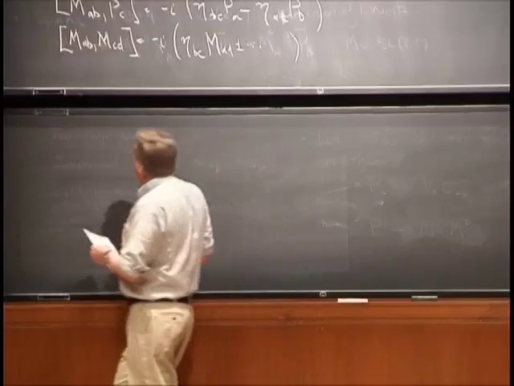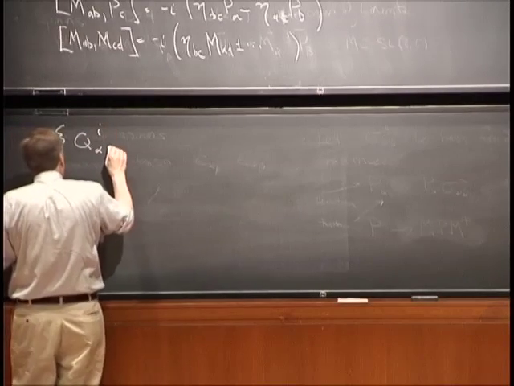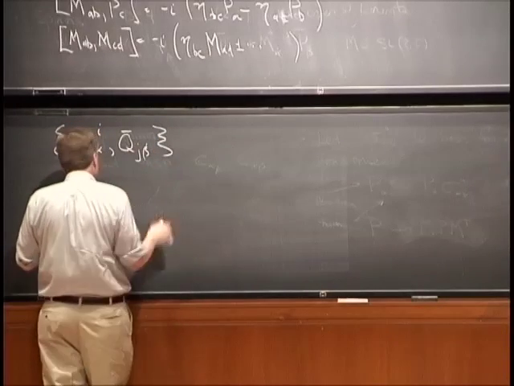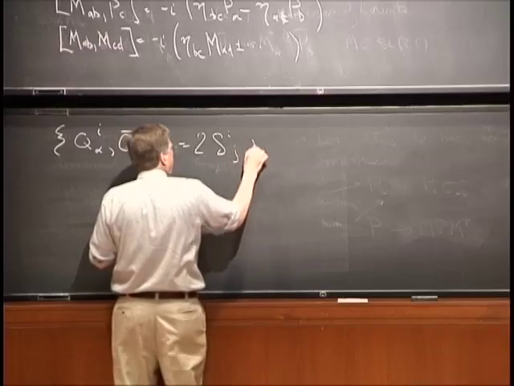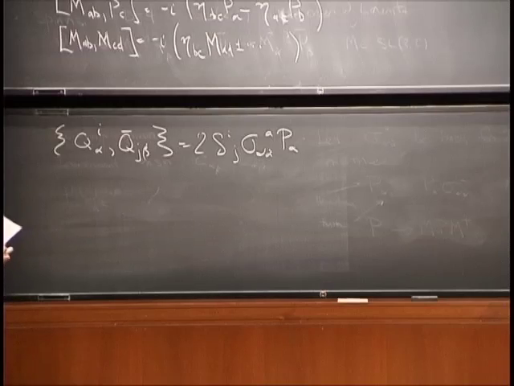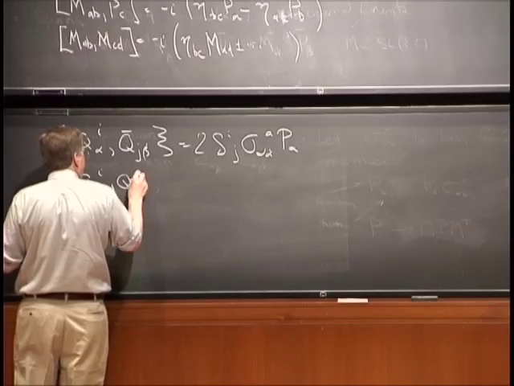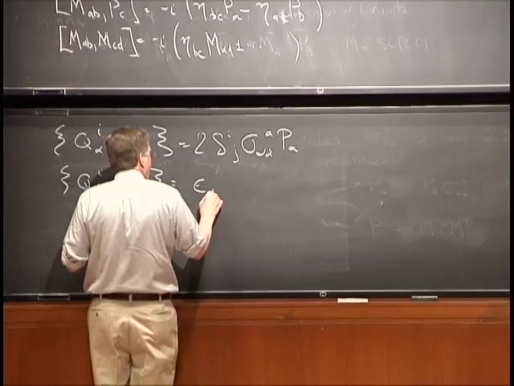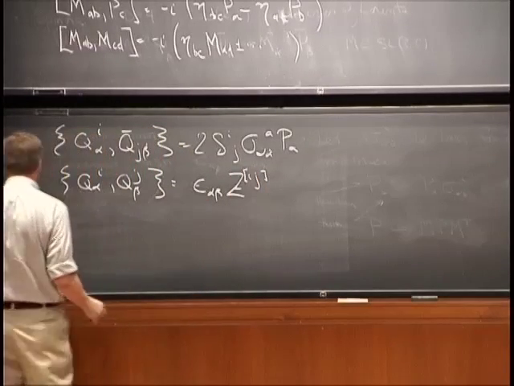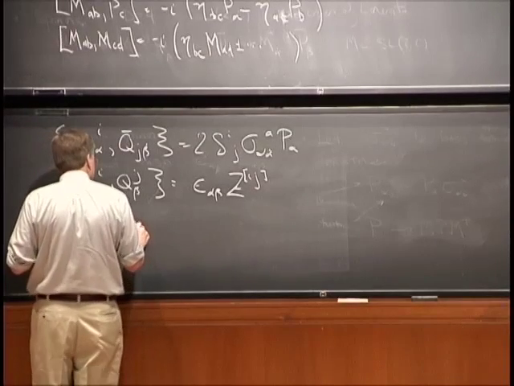There are also anti-commutation relations for spinorial generators. The basic rule is that bosonic generators obey commutation relations and spinorial generators obey anti-commutation relations. The two spinors anti-commute into a momentum. And the spinors have the appropriate commutation relation with the Lorentz generators.